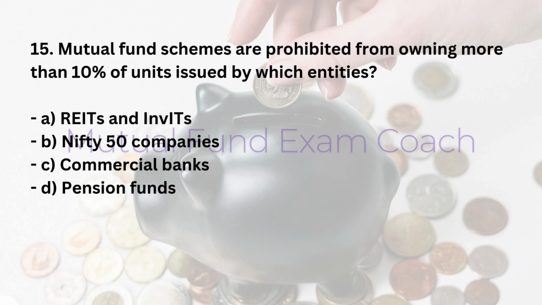15. Mutual fund schemes are prohibited from owning more than 10% of units issued by which entities? A. REITs and INVITs. B. Nifty 50 companies. C. Commercial banks. D. Pension funds. Answer, A. REITs and INVITs.